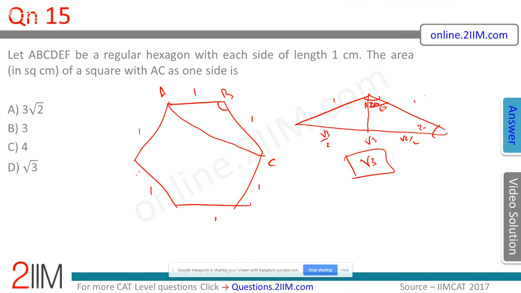The area in square centimeters of a square with side AC. So AC is √3. √3 into √3, 3. And so AC measures √3 centimeters. And 1:1:√3 is the ratio of the sides of an isosceles triangle with one angle equal to 120. So 1:1:√3. This triangle is your 1, √3, 2 triangle. I know that. And therefore I know it is √3, therefore I know √3 into √3.